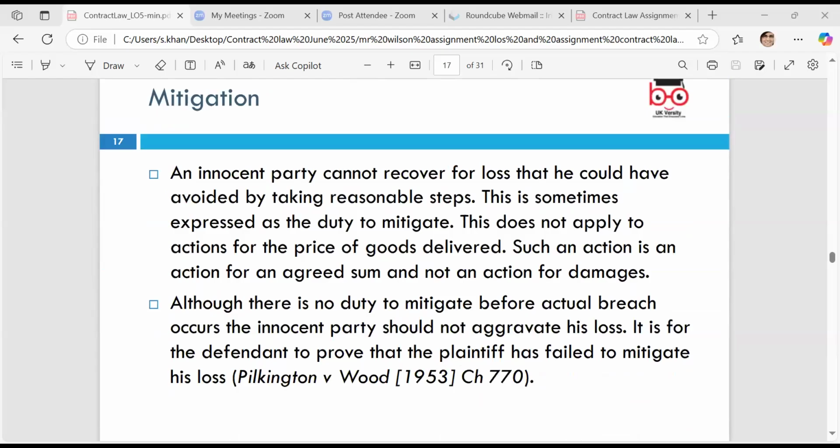Mitigation. Mitigation of loss, or the duty to mitigate, requires a party who has suffered a loss due to a breach of contract to take reasonable steps to minimize the loss.